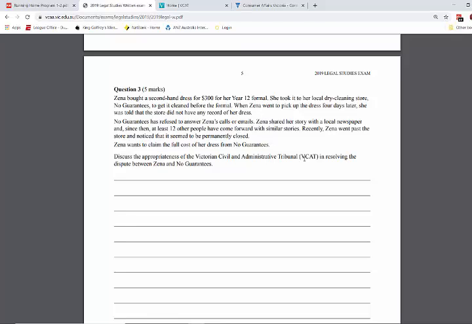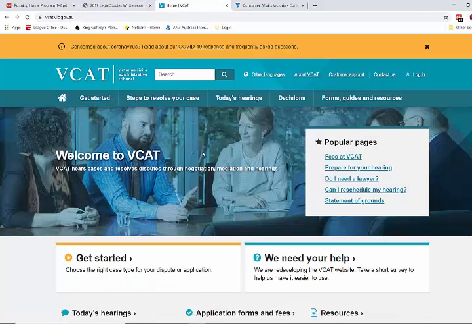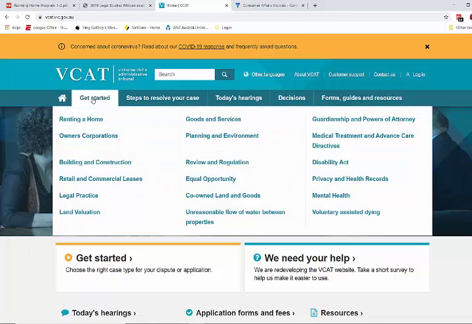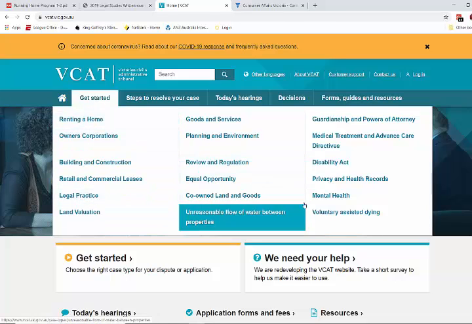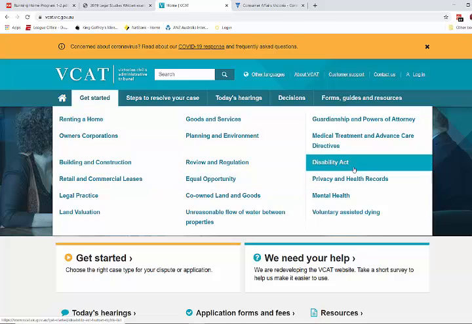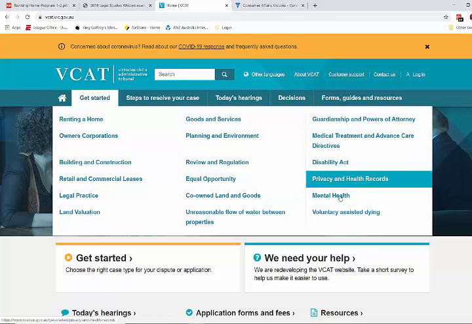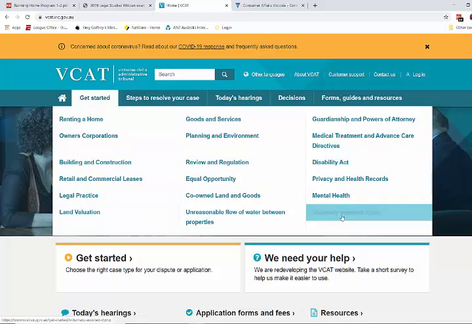So, as I said, we're going to pretend that we're Zena. So we're Zena. We need to figure out if VCAT is appropriate for resolving our dispute. So the first thing we're going to do is jump straight onto the VCAT website, and we're going to go, okay, well, clearly I'm thinking about resolving a dispute, so I need to get started. And you can see all of these different options. You know, VCAT can look at equal opportunity, it can look at powers of attorney, health records, mental health, legal practice, now voluntary assisted dying, which was a new law introduced in the last couple of years.